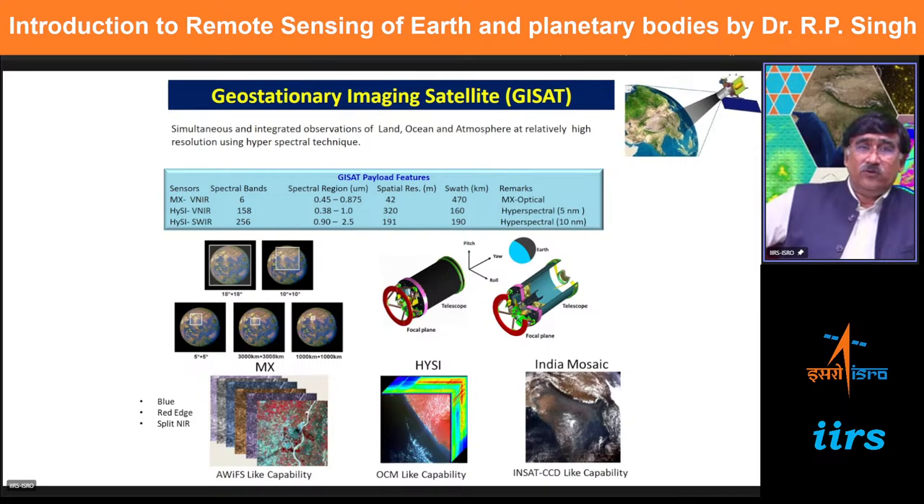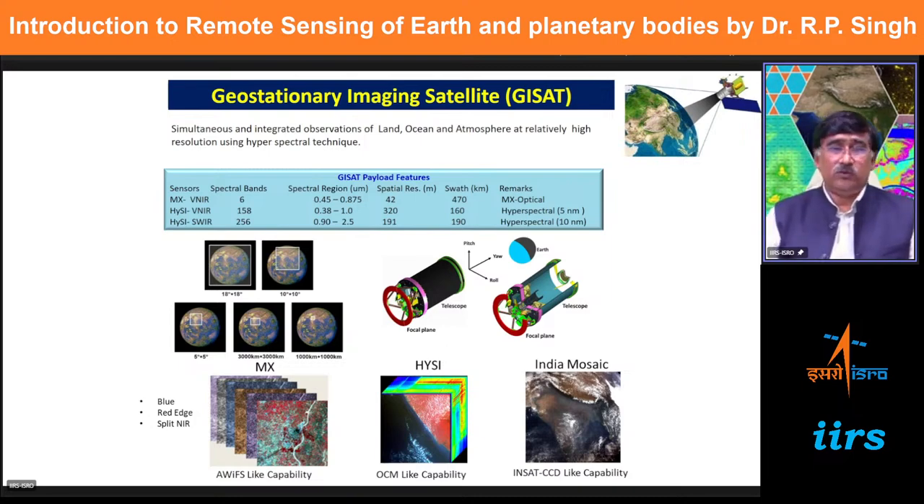In future, I would like to brief you that we are going to have a geostationary imaging satellite called GISAT. This satellite is basically an amalgamation of the instruments we put in our polar orbits, but we are going to put it into a geostationary platform. So it has the capability of observing in the multispectral domain at around 42 meter spatial resolution. Generally, geostationary platforms look at the surface at 1 kilometer resolution, but this imaging satellite is planned to see at 42 meters, and in a multispectral sense, it has 6 spectral bands, similar to what we put in our polar orbiting satellites.